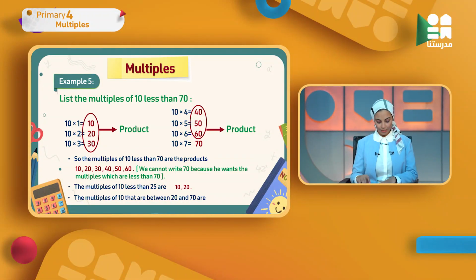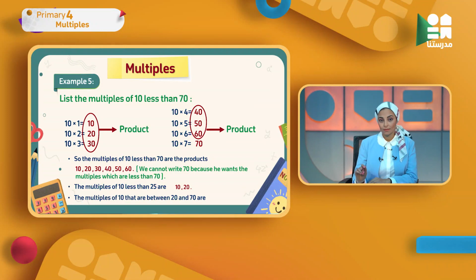Okay, number 3, he wants the multiples of 10 that are between 20 and 70. What are the multiples of 10 between 20 and 70? Can I start from the beginning? Of course, no. Why? Because he wants the multiples only between 20 and 70. So, should I write 20? No. Starting from 30, 40, 50, and 60.